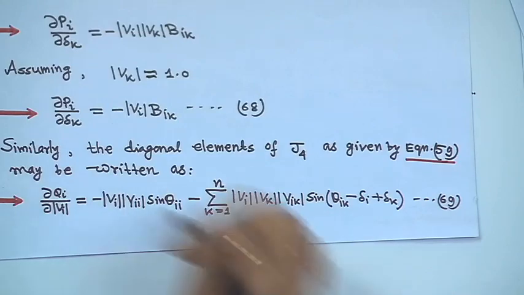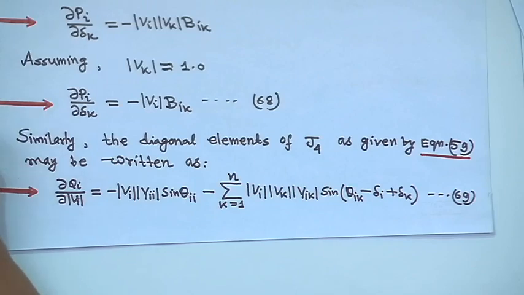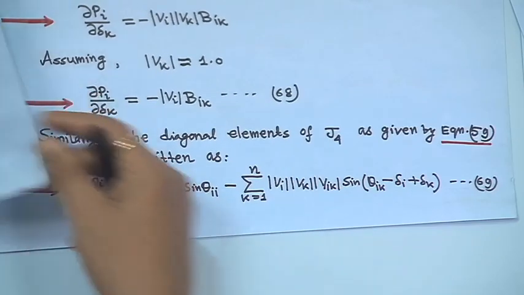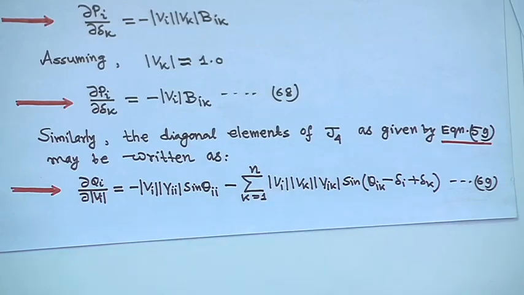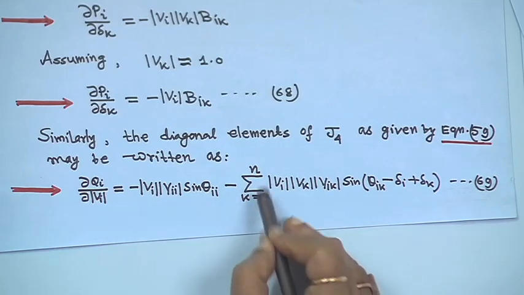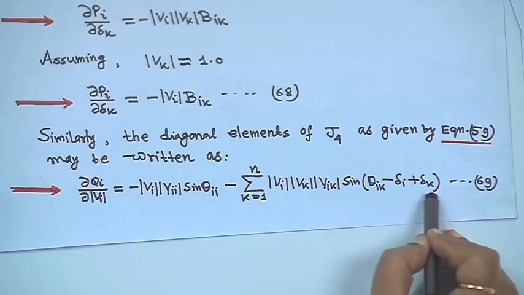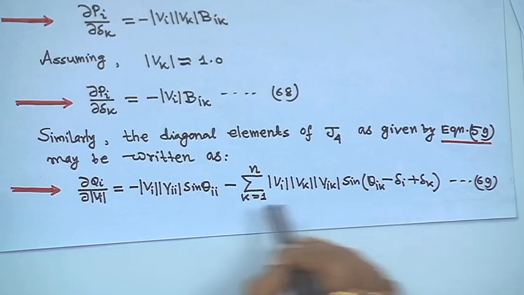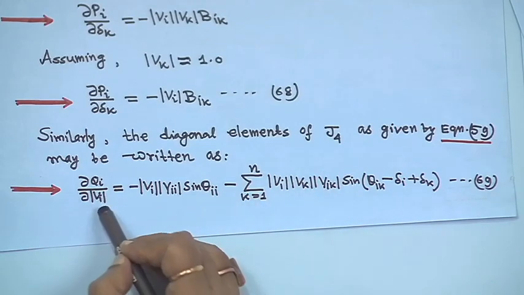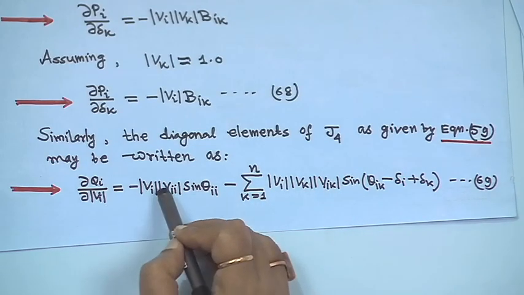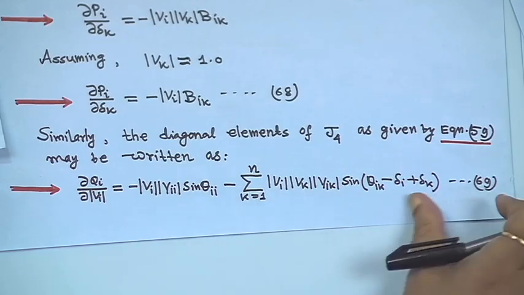This is a little bit of mathematics, but simple mathematics. Using 69 and 51, you will get the same thing. Equation 51: Qi is equal to minus the sum over k equal to 1 to n of Vi Vk Yik sin of theta ik minus delta i plus delta k. That is equation 51, the Qi expression is equal to minus of the whole term. That means delta Qi upon delta Vi will be minus Vi Yii sin theta ii plus Qi, because Qi is equal to minus of this thing.